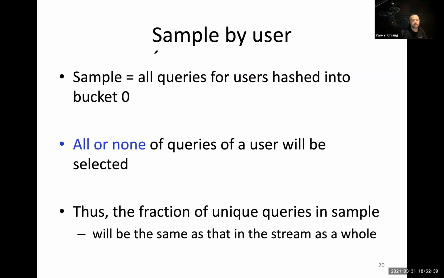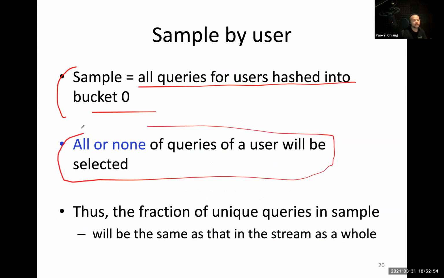So this is also called sample by user or sample by key. You can sample all queries for users that got hashed into bucket 0. All or none of the queries of a user will be selected so that you will not have a bias. You are not going to have some partial queries from a user, so that the fraction of the unique queries in the sample will be the same as in the data stream as a whole.